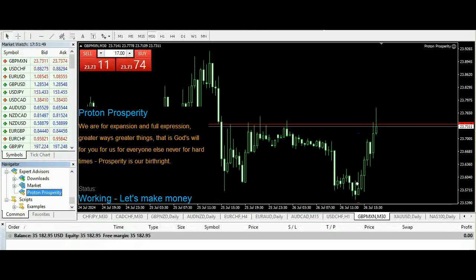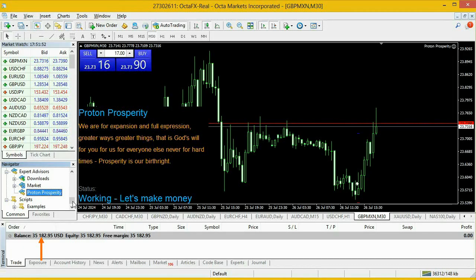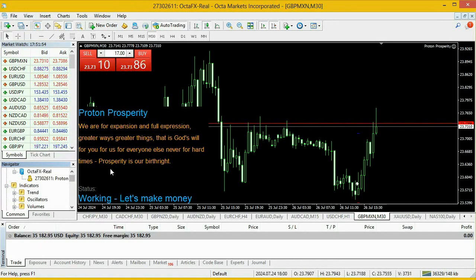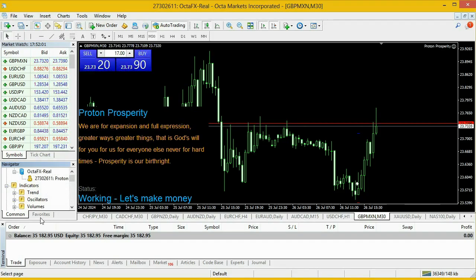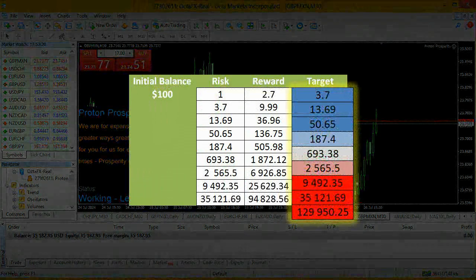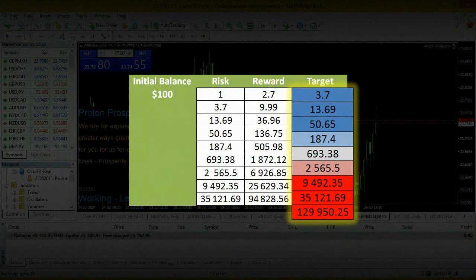That's how we turned $100 to over $35,000 using Proton Prosperity. As you can see, this is real money, this is a real account. Please keep in mind that this is not a 100% win rate holy grail expert. There are times when we lose, but those are insignificant because, if we lose, we only lose 1% of our initial balance, which enables us to stay alive long enough to capitalize on the winning trades when they come. This is minimum risk and maximum return trading. All you have to do is select a withdrawal target and work towards it until you reach it. That's it.